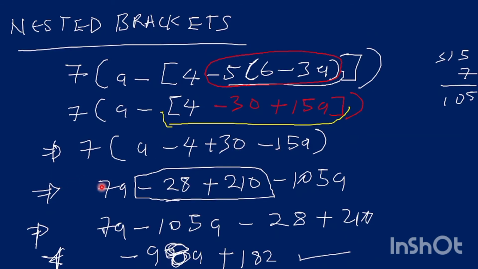So this is equal to 7a minus 28 plus 210 minus 105a. I take like terms to have 7a minus 105a minus 28 plus 210. That will give me minus 98a plus 182. So let's look at the next example.